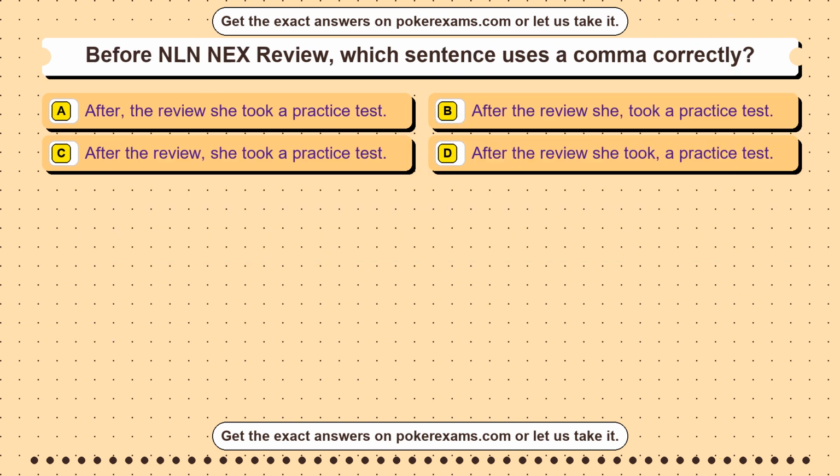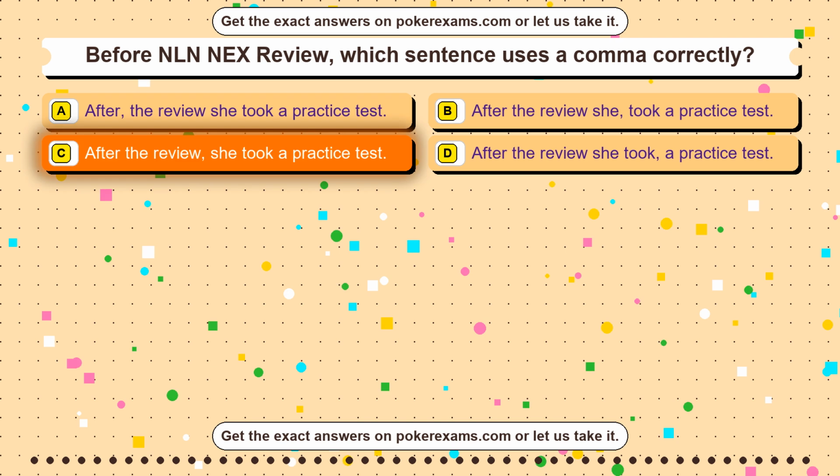Question 35. Before GED reading practice test, which decimal equals 3/10? Option A 3.0. Option B 30.0. Option C 0.03. Option D 0.3. The correct answer is option C.